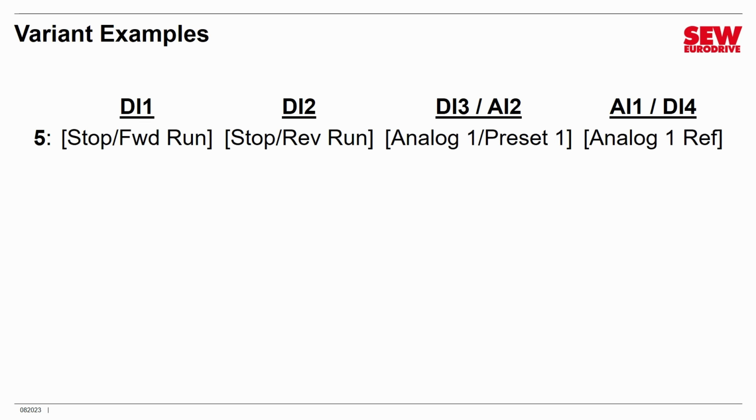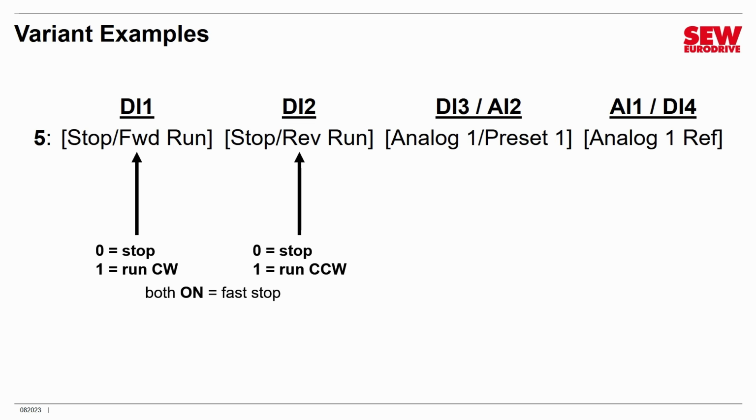Variant 5 uses a somewhat different approach to controlling the drive and its direction. It uses a pair of inputs, both to start and stop the drive and to select direction. Digital input 1 and digital input 2 work together. If they are both off, the drive will be stopped. If one of them is on and the other is off, the drive will run either clockwise or counterclockwise. And if they are both on, the drive will do something special. It will do a fast stop.